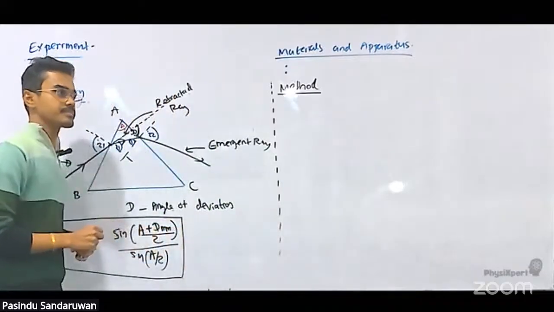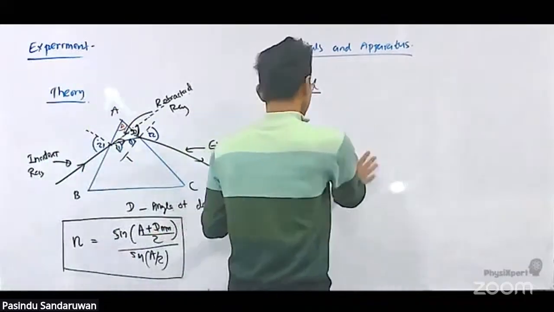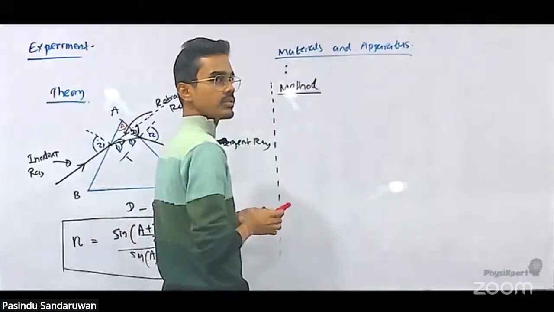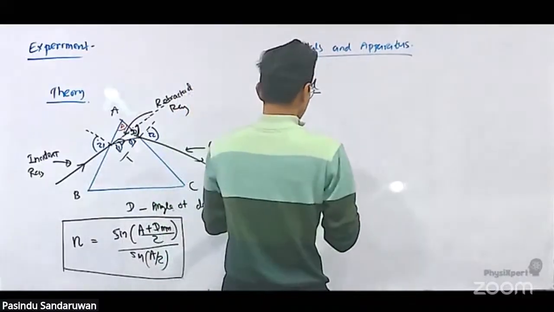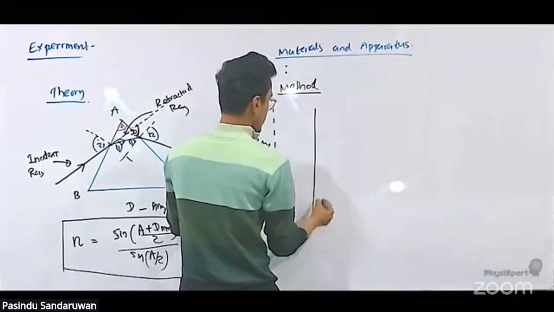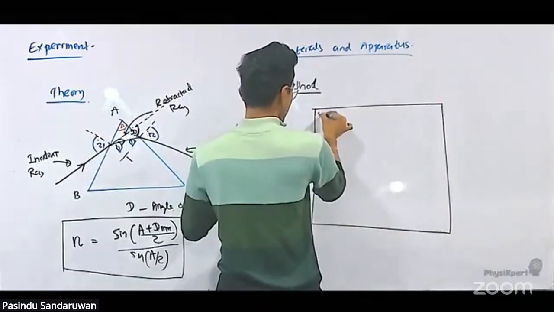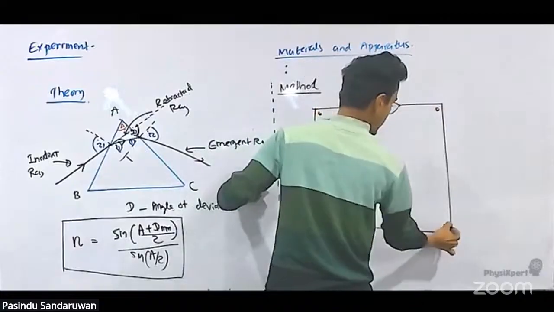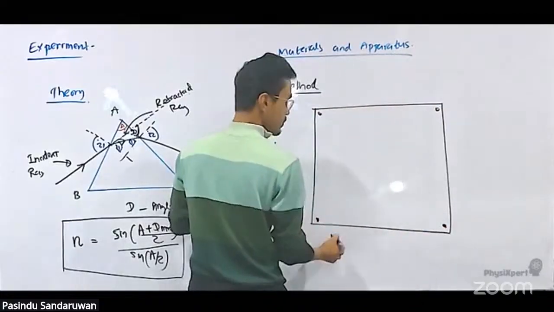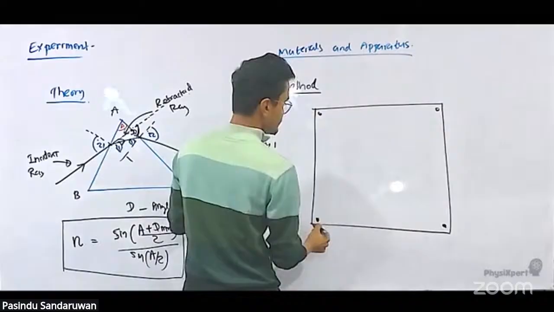Right, that is the method. See, now we have a white sheet. First, the white sheet should be firmly fixed to the drawing board using drawing pins. Right?